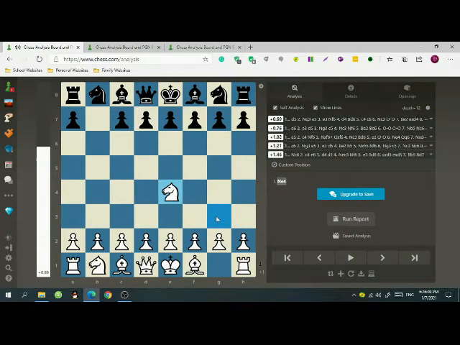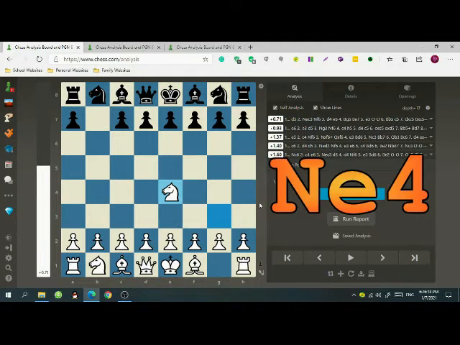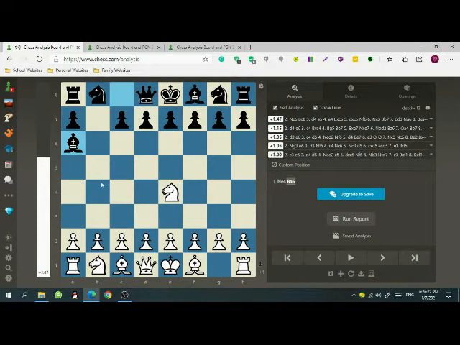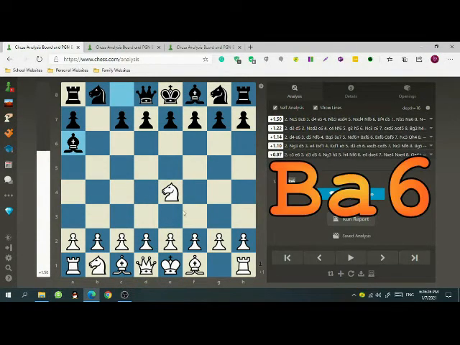When any piece besides the pawn moves, the letter goes first, then the square it moved to. Here is an example. The knight has moved to e4. It would be called Ne4. Here is another example. The bishop moved to a6, so it would be called Ba6.